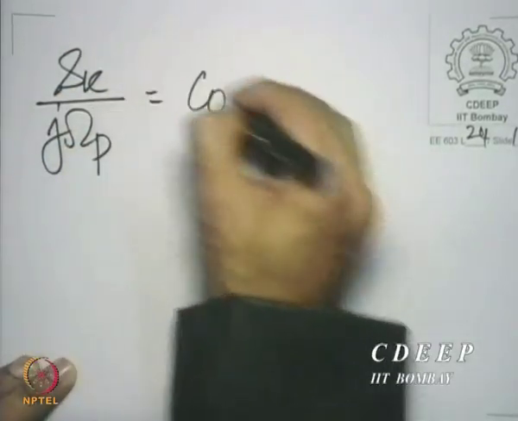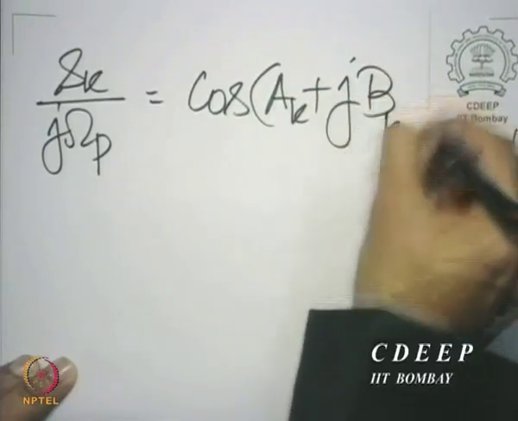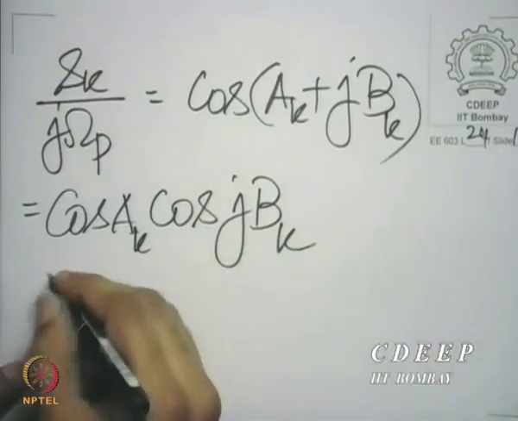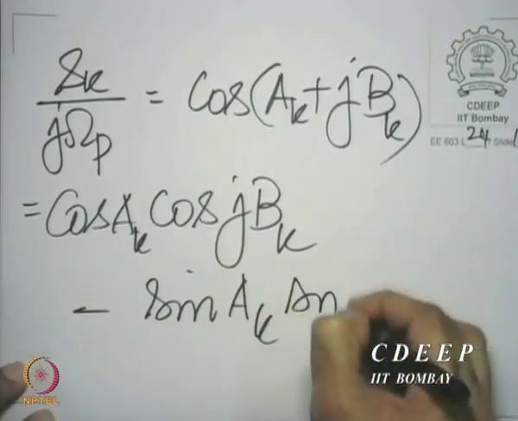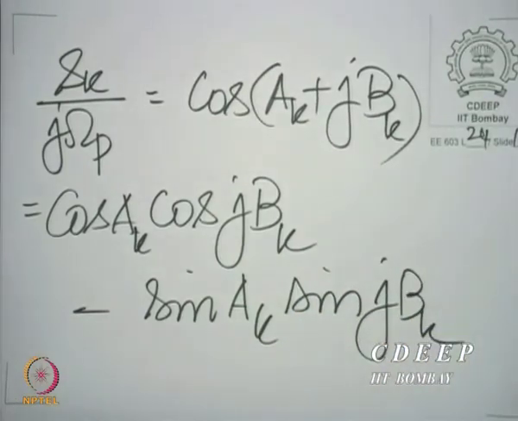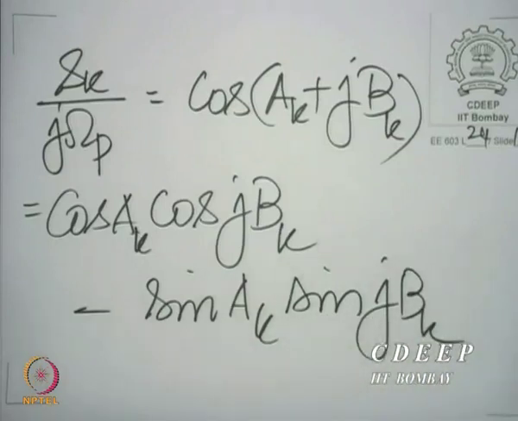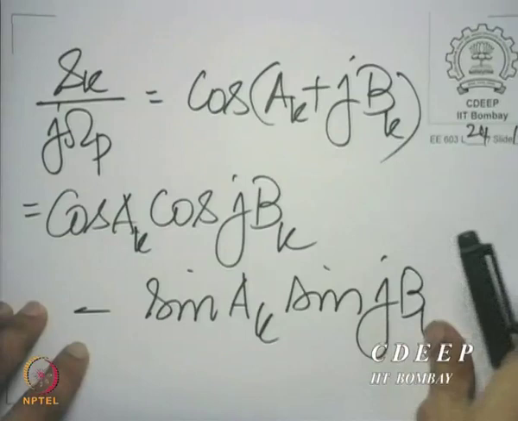So, we have S k by j omega p is the cosine of a k plus j b k, and that can be expanded in the standard way in which we expand trigonometric functions. This is cos a k cos j b k minus sin a k sin j b k. But we recall that cos j b k is nothing but cos hyperbolic of b k. Remember, a k and b k are now real. So, cos j b k is essentially the cos hyperbolic of b k, and sin j b k is minus j times the hyperbolic sine of b k. Is that right?